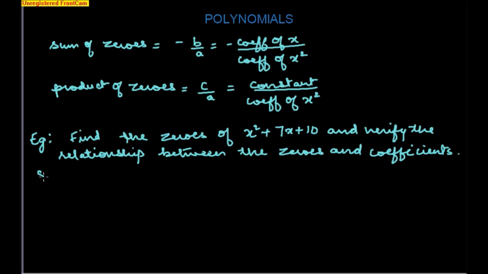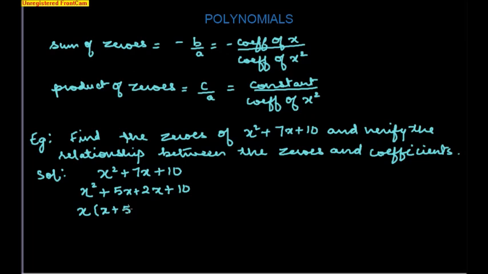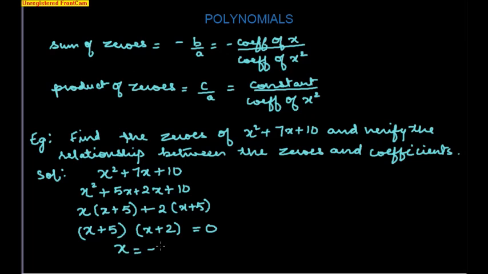Alright. If you know, we can factorize this polynomial by middle term splitting. I write this as x square plus 5x plus 2x plus 10. I take x common and I get x into x plus 5 plus 2 into x plus 5. X plus 5 comes out to be common and x plus 2 is left. When I equate it to 0, I get x is equal to minus 5 and x is equal to minus 2. So these are the two zeros of this polynomial.